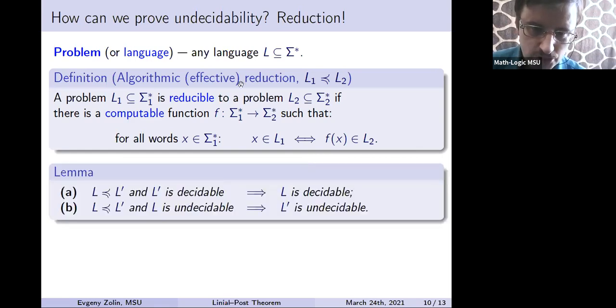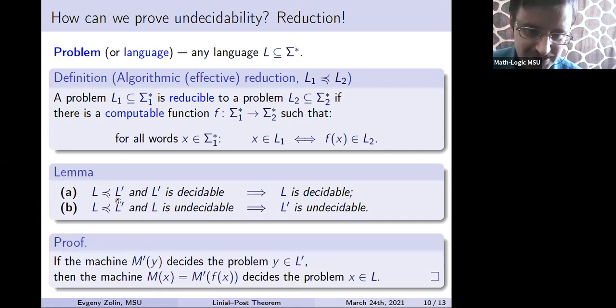And this notion of reduction is closely related to decidability and undecidability. So if we reduce the language L to L prime, and the second language is decidable, then the first language is decidable too. And by contraposition, if the first is undecidable, then the second language is undecidable. And of course, this is an almost trivial statement.